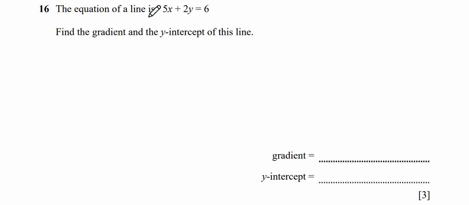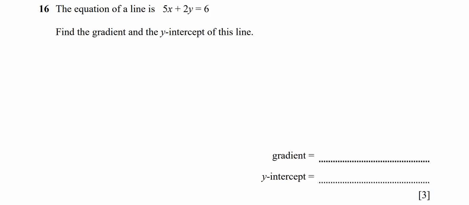Next, now we are in question 16. The equation of a line is 5x plus 2y equals 6. Find the gradient and the y-intercept of this line. 10 seconds from now.